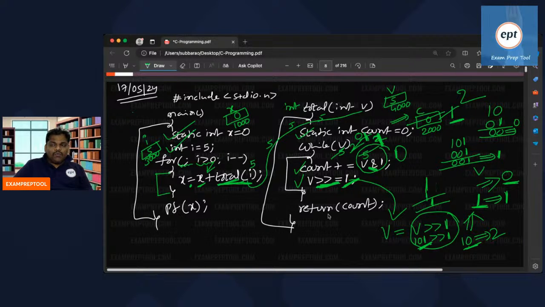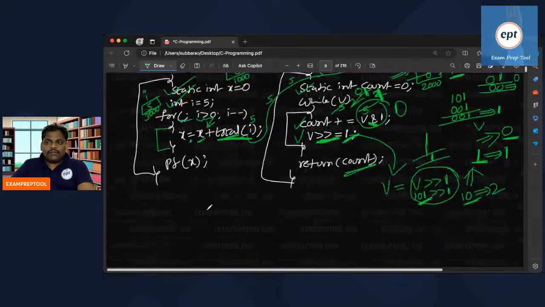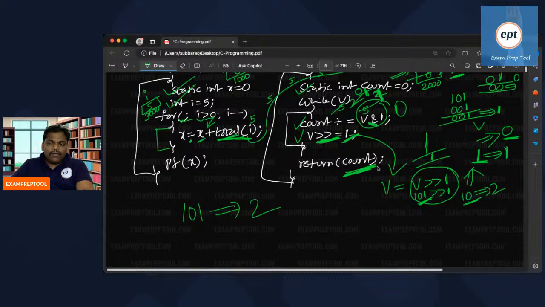Whenever you are out of the while loop, return count. Count will return 2. Now see the beauty. First time, 5 going on. Can everyone see this? First time, 5 is called. It returned 2. I think that means this one.